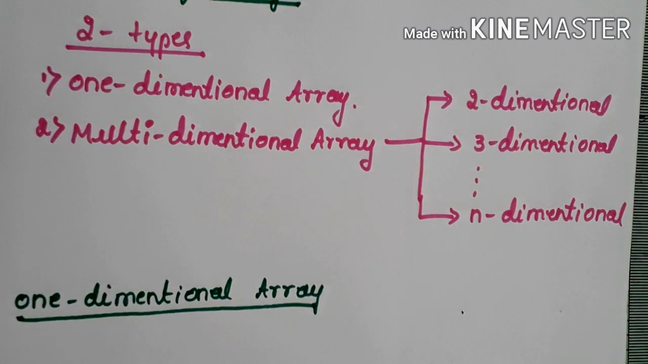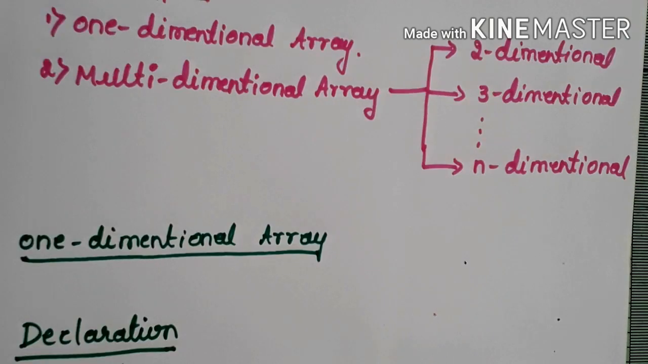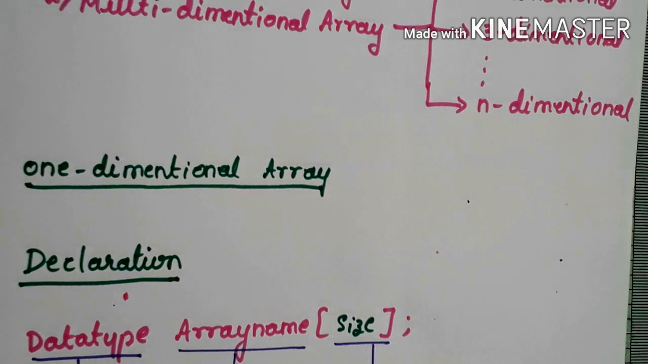Next, I'll explain how to declare an array, or the declaration of an array. Syntax for declaring an array is: first, write the data type, next, write the array name, then write the size of the array within the square brackets.